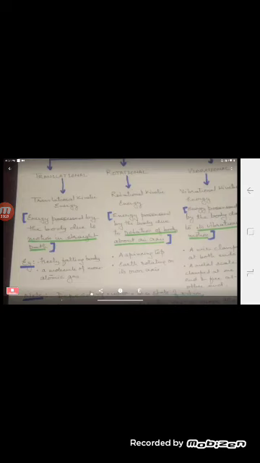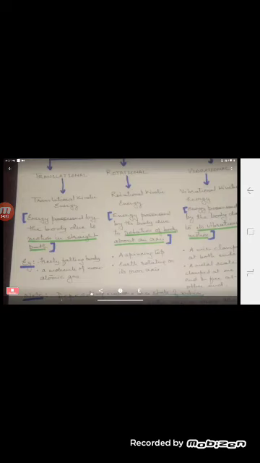Now vibrational kinetic energy is the energy possessed by the body due to its vibrational motion. We all know that. Say for example, what is a vibrational motion? If you take a string and pluck it in between, the motion it will be performing will be your vibrational motion. The energy it will be possessing at that instance is called your vibrational kinetic energy.